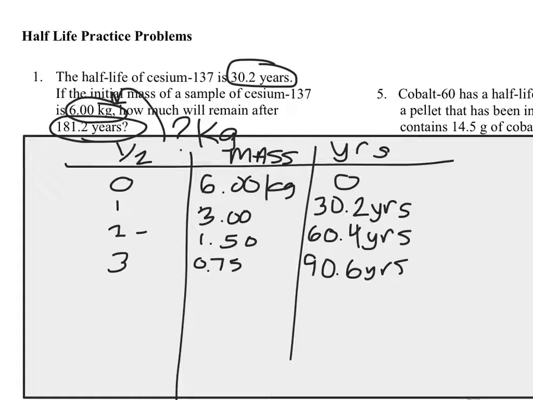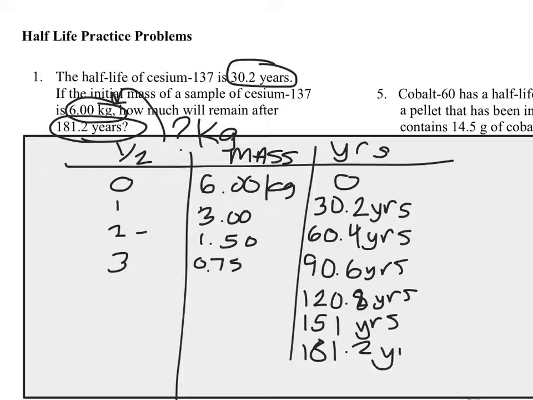Now, where are we going to? We're trying to go to 181.2 years. So how many more half-lives is that? Well, if I add 30.2 years to 90.6, I get 120.8 years. Still not enough. If I add another 30.2 years to that, I get 151 years. Not enough still. If I add another 30.2 years to that, I get 181.2 years. Good news. That means I went through a 4th, 5th, and 6th half-life.